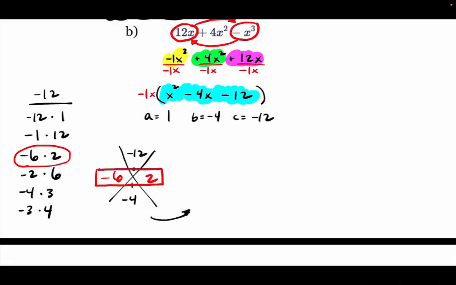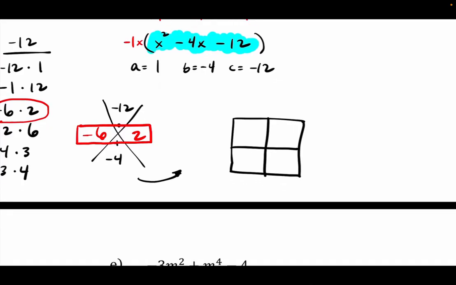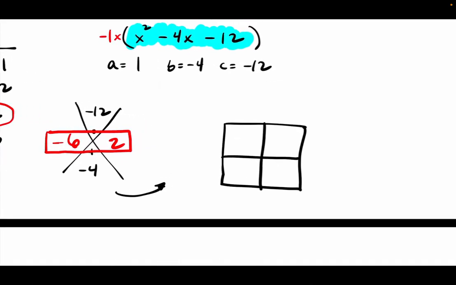Two by 2 box. First guy goes in the top. We don't go all the way back up to the top. We go after the GCF. So when you're trying to fill in the box, you go after you've done the GCF. So x squared goes there. Negative 12 goes here. And then you're going to fill in the two numbers you came up with, negative 6 and positive 2. And they both need an x.